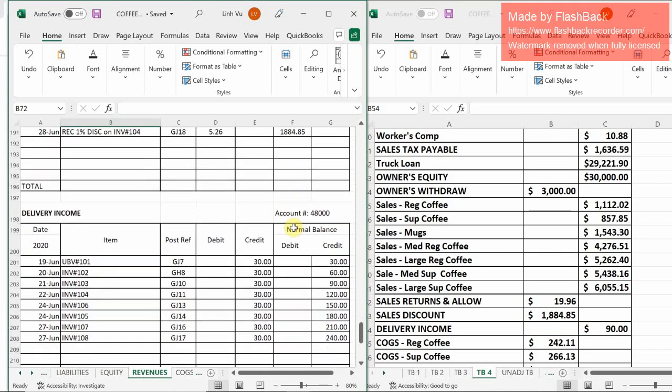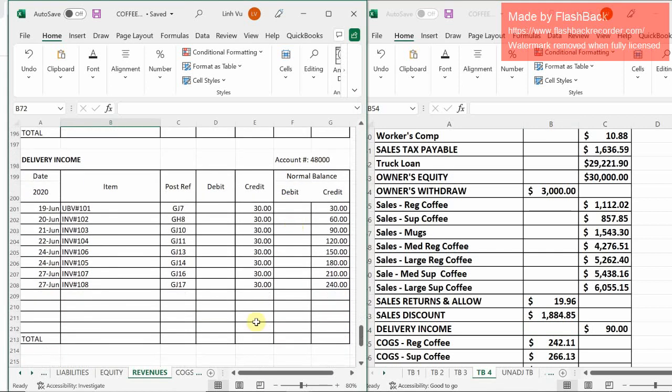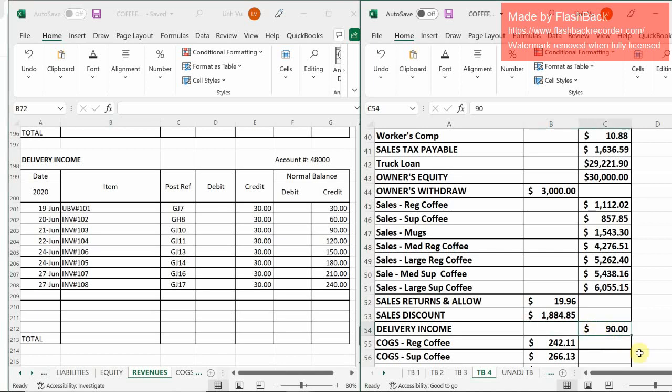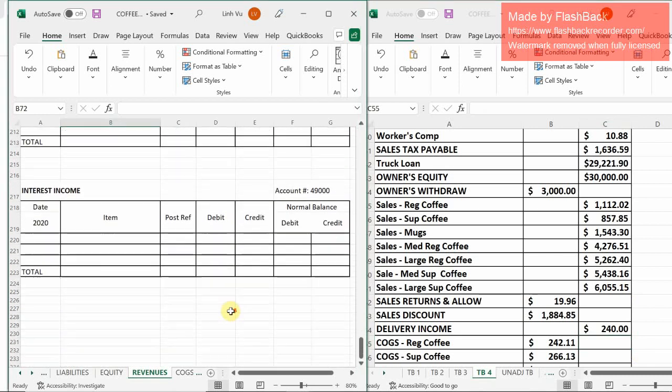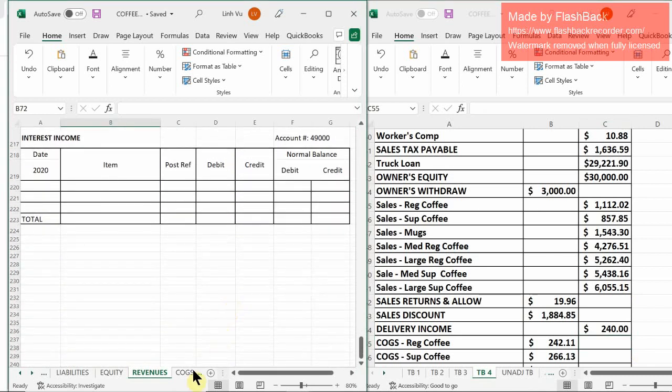Okay. And of course, for delivery income, Albert has delivered 8 invoices so far. So that's going to be a total of $240 worth of delivery income. Okay. And we have no interest income.